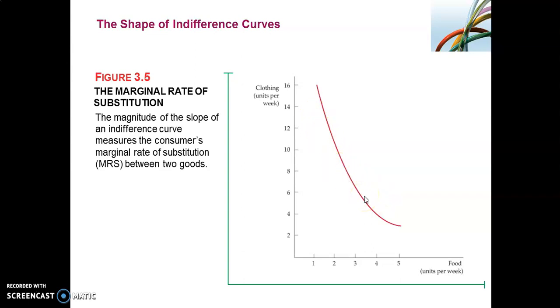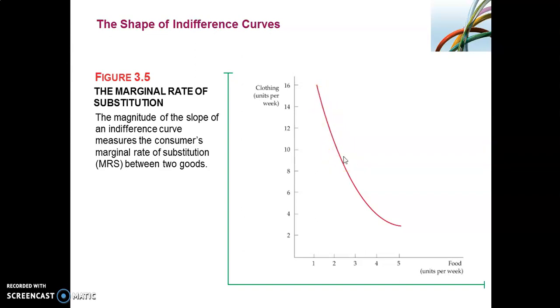All along the curve, as food increases, the amount of clothing decreases. Remember that it cannot slope upward, as a consumer is meant to prefer more to less. If an indifference curve sloped upward, a consumer would be indifferent to a bundle where in fact more of both goods are possible. So in fact, the curve is downward sloping, and this follows on from the assumption that more is better than less. With a nonlinear curve, we know the slope changes all along the curve.